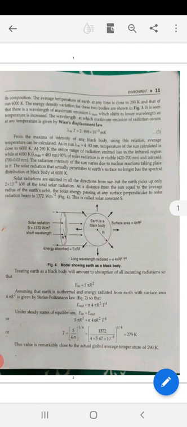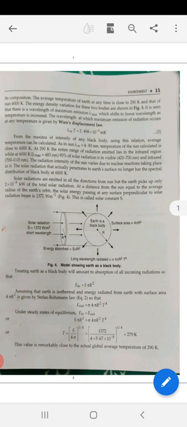At a distance from the sun equal to the average radius of the Earth's orbit, the solar energy passing through any surface perpendicular to the solar radiation beam is 1372 watts per meter square. This is called the solar constant. You can see this in diagram number 4.